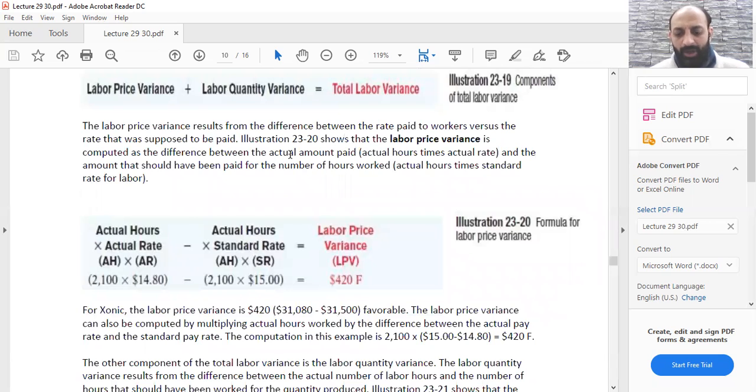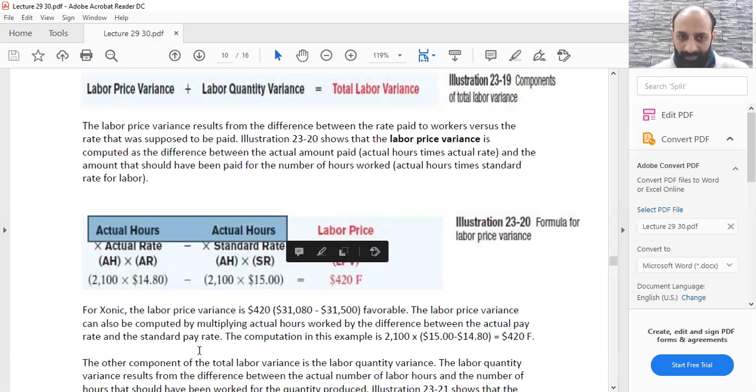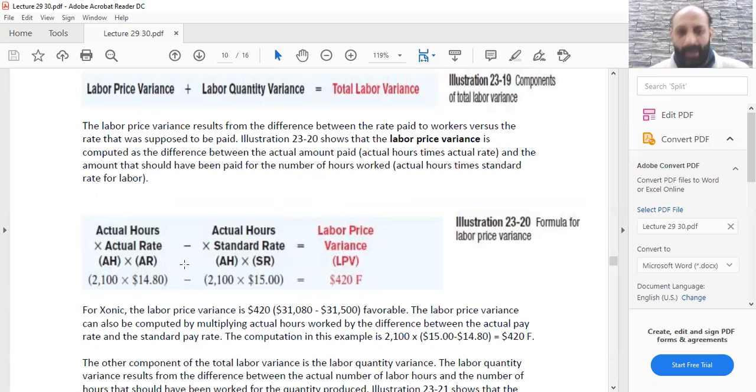Obviously, when we talk about actual amount paid, that will be actual hours times actual rate. और जो आपका labor price variance में second part है, now remember we are doing the price aspect of labor. So whenever we are doing the price aspect of labor, standard rate आपका जो actual hours हैं वो तो same रहेंगे, लेकिन जो आपका चेंज होगा वो एक्चुअल रेट और स्टैंडर्ड रेट होगा. So the formula is actual hours into actual rate minus actual hours into standard rate. Why? Because we are calculating the labor price variance.